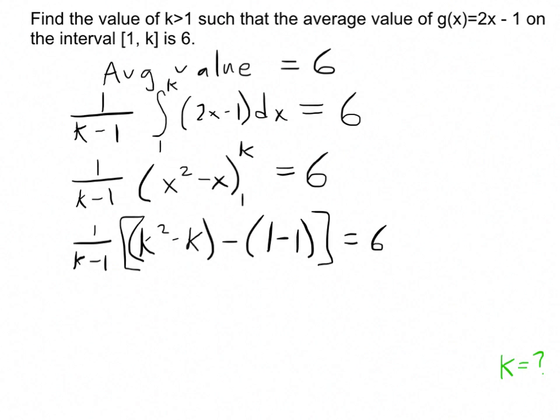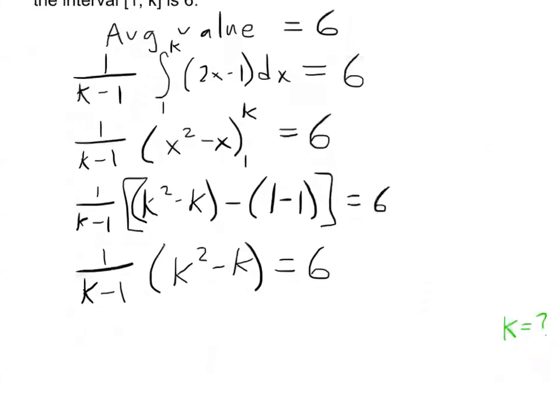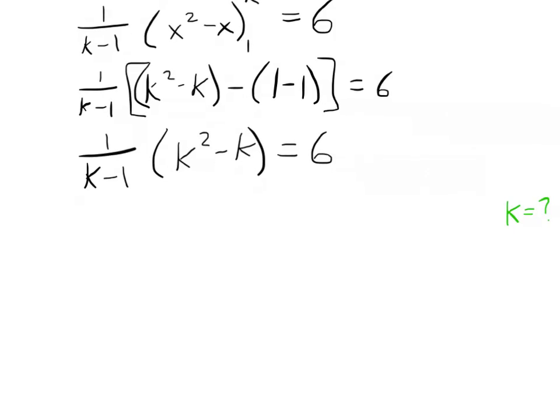It looks like what I end up with is 1 over k minus 1 times k squared minus k has to equal 6. And on the one hand, this is looking not so great. I don't know that I want to deal with this. On the other hand, maybe it's not that bad. What we can do is multiply the k minus 1 over to the other side, so that we end up with k squared minus k equals 6k minus 6.